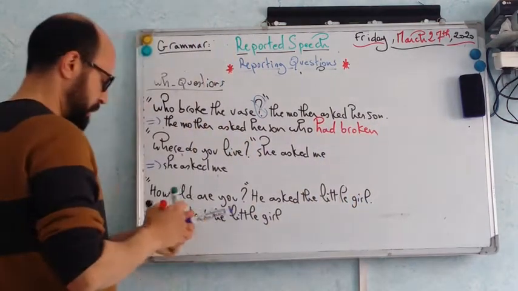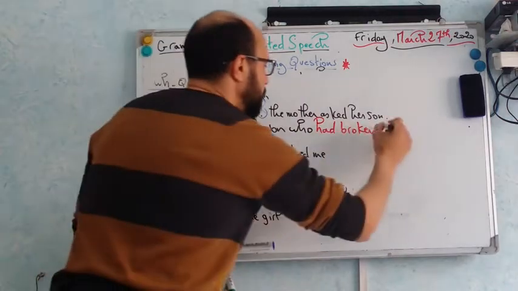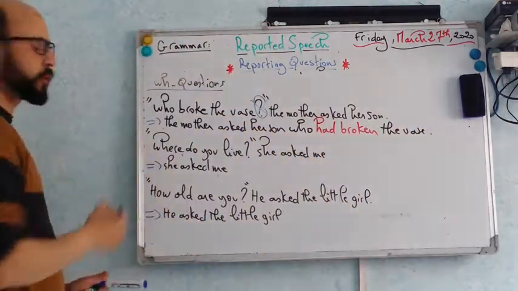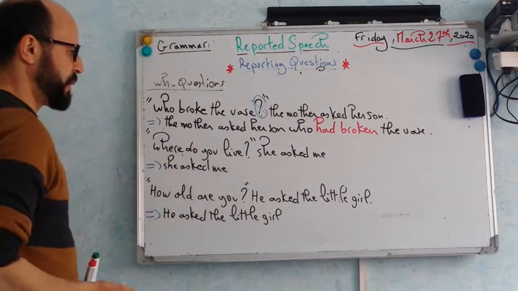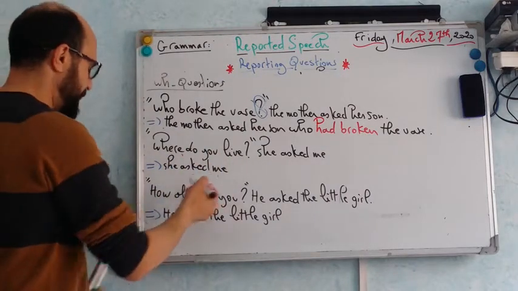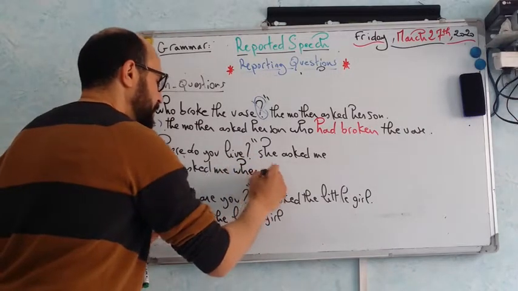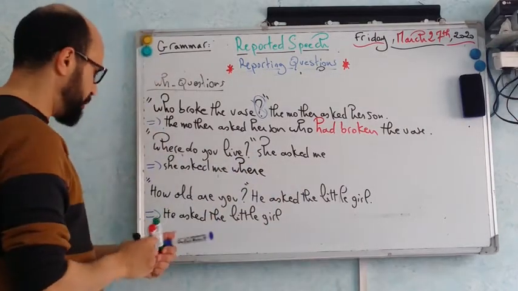Good. The vase. Let's see number 2. Where do you live? She asked me. Same thing, where remains in its place. A WH word remains in its place.